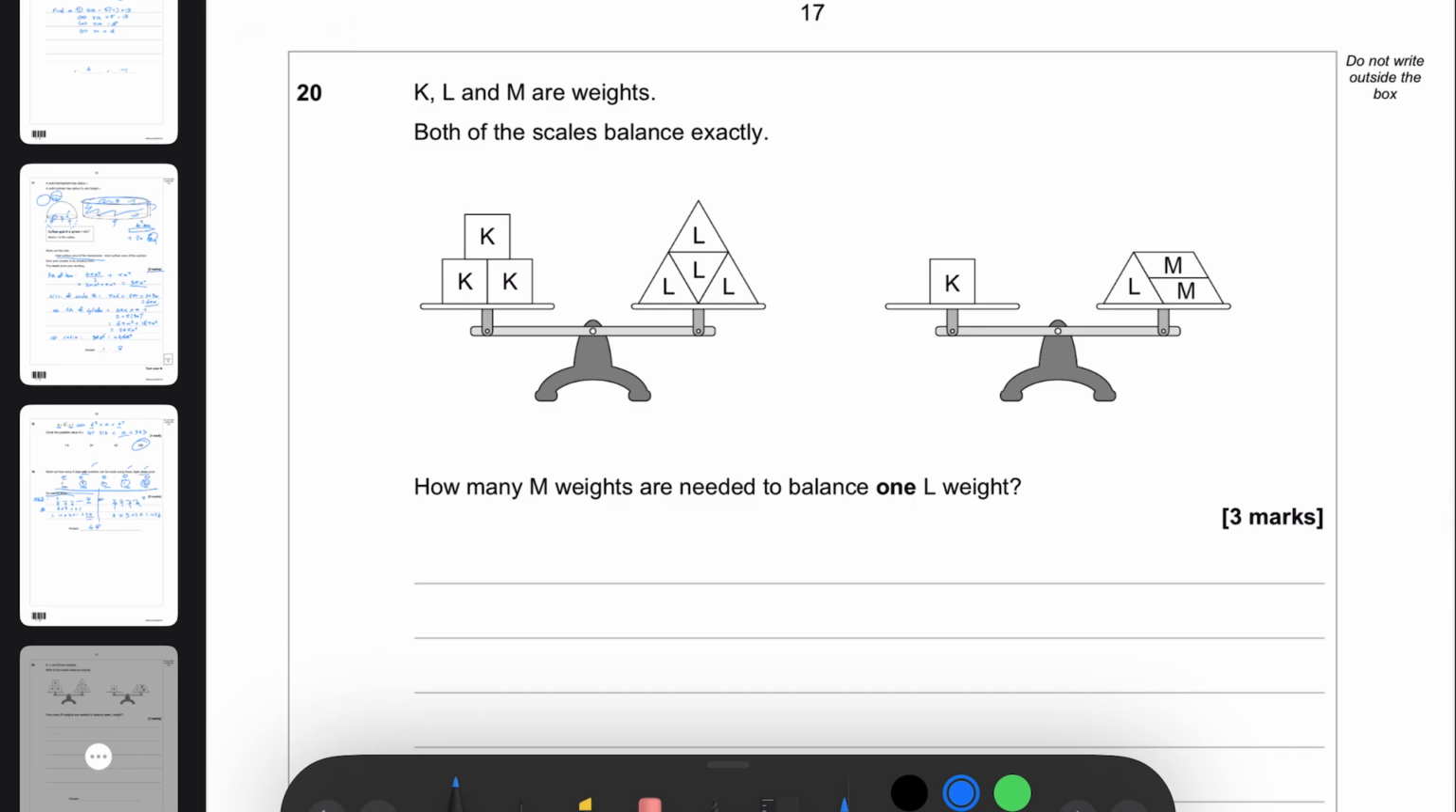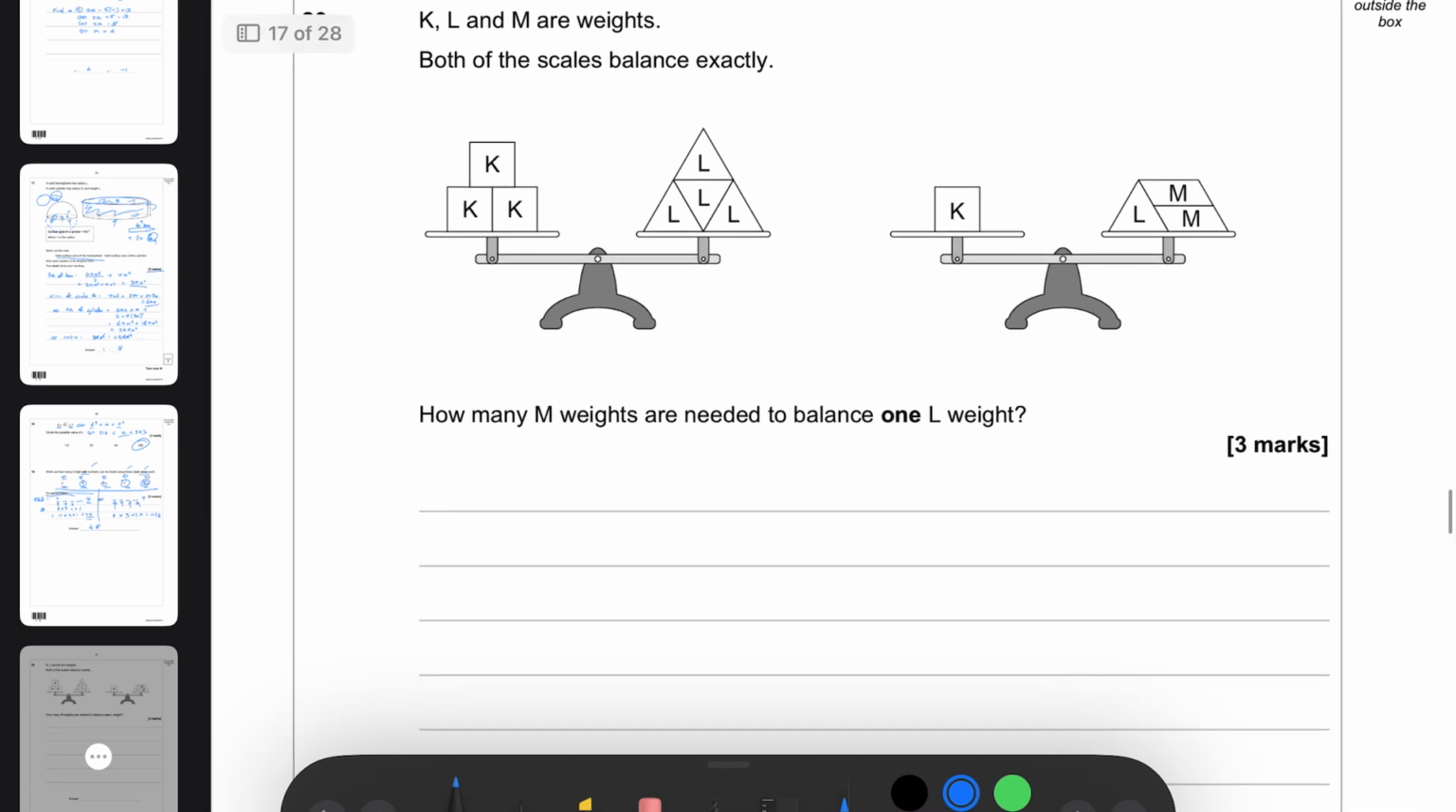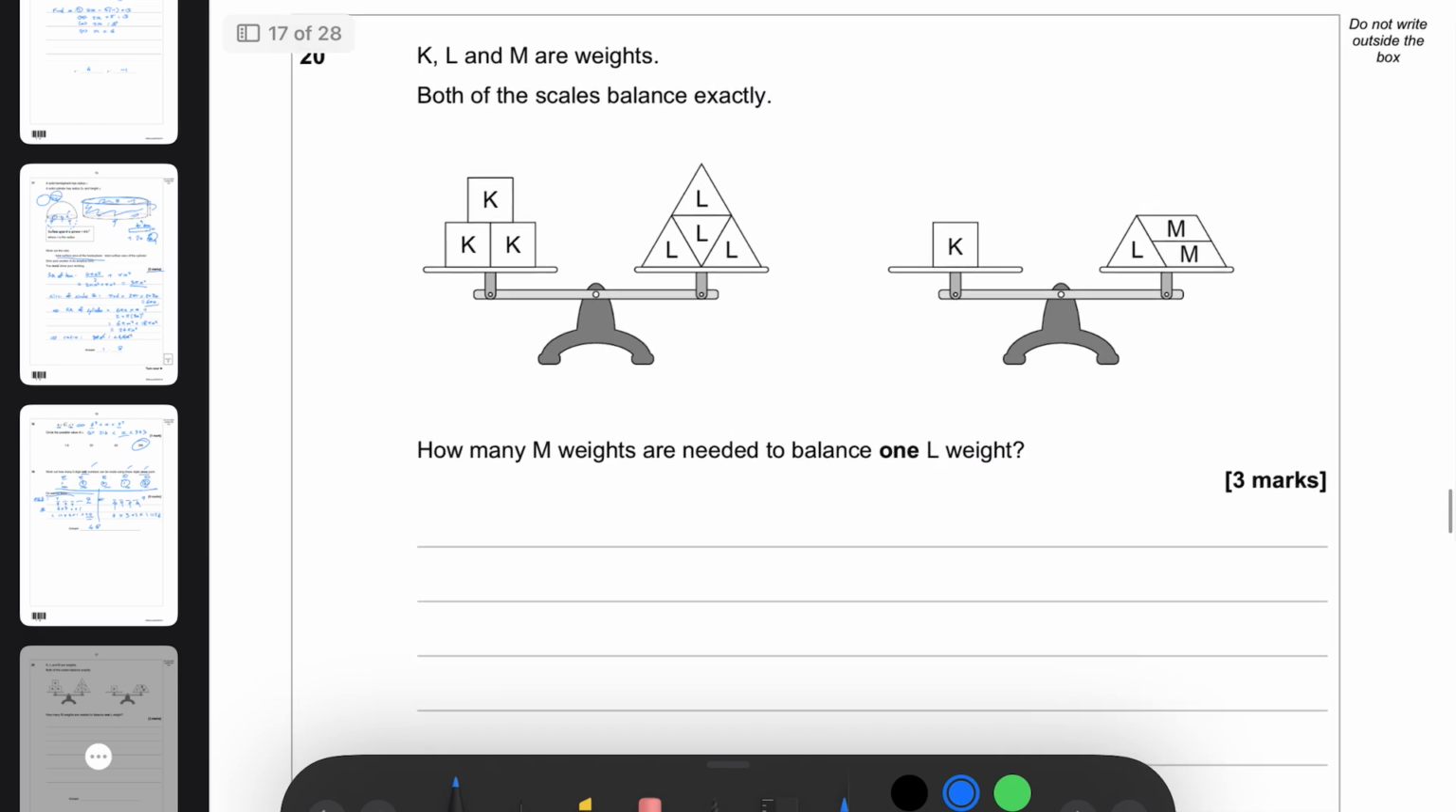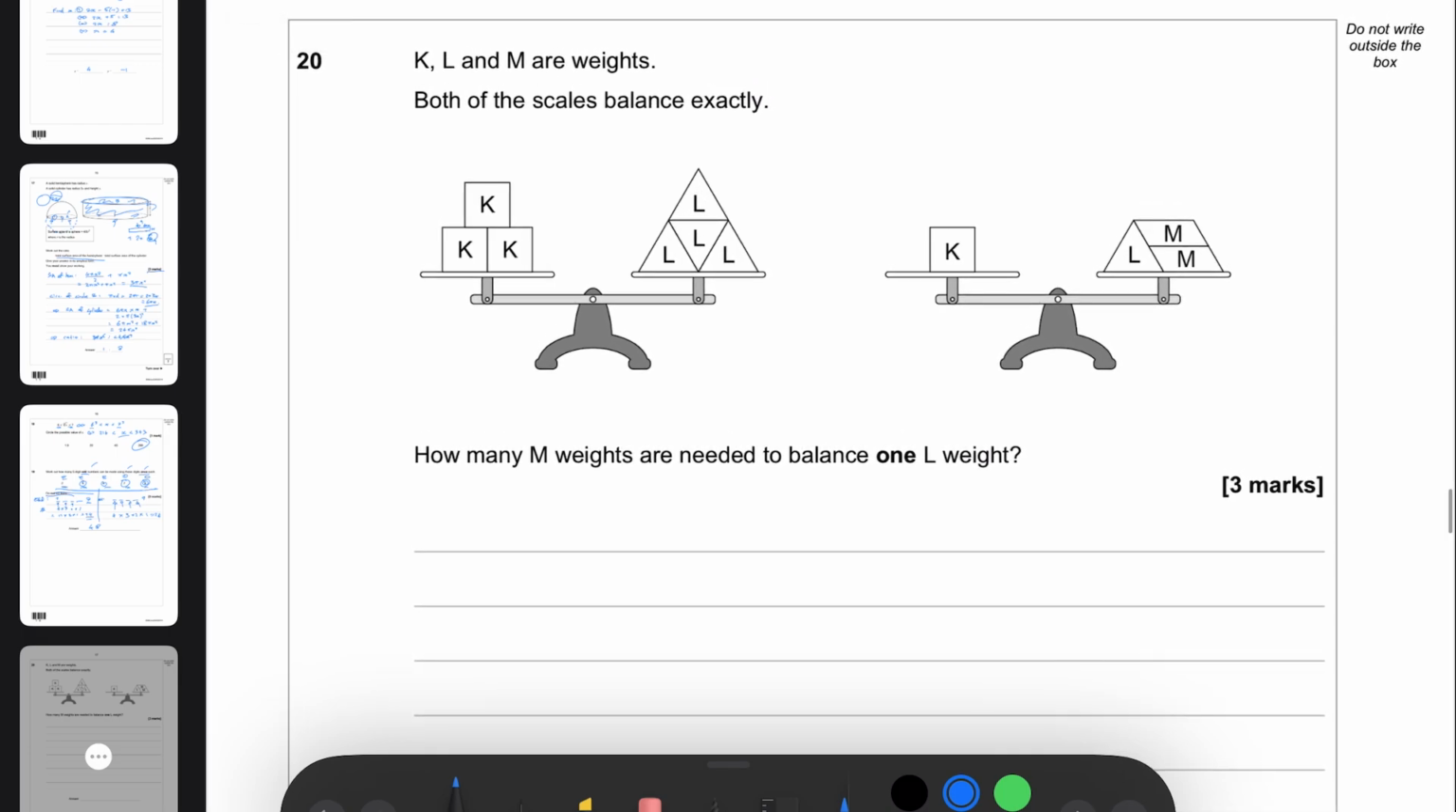Right, K, L, and M are weights. Both of the scales balance exactly. K, K, K, L, L, L, L, K, L, M, M. Right. How many M weights are needed to balance 1 L weight? So this is pretty much rewritten as L equals how many M, right? Or equal to PM for P question mark. So we want to find this P.